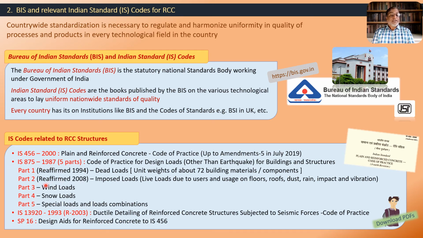So this is about IS 875-1987. Of course, it is reaffirmed in 2008 and all that. It was first published in 1987. It has 5 parts, and all the 5 parts are related to dead load, imposed load, wind load, snow load, and special loads. So we have to take help of IS 875-1987 also, along with IS 456-2000, whenever we are taking decisions about the loads on the structure.